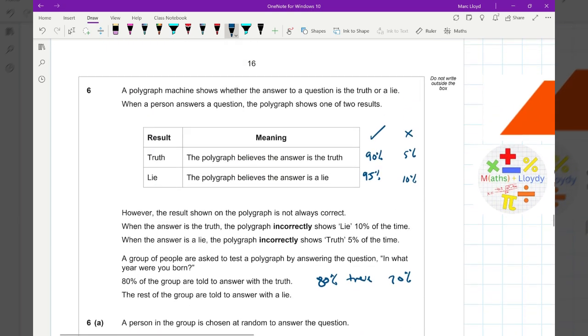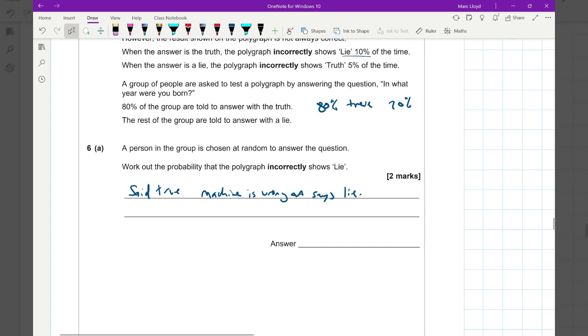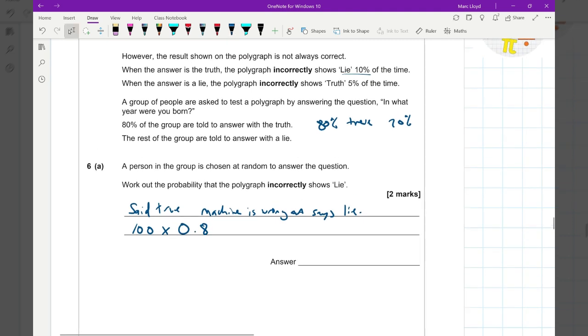So they're supposed to say true. It will incorrectly show lie 10% of the time. So if we had 100 people, multiply it by, work out the incorrectly showed lie. So they were told to say the truth, and then it said it was a lie. So that should give us our answer here. 100 times by 0.8 times by 0.1. I don't really need the 100. It's 8 people. So it's like 8%. It's an 8% chance of that happening. So I'm happy with that.